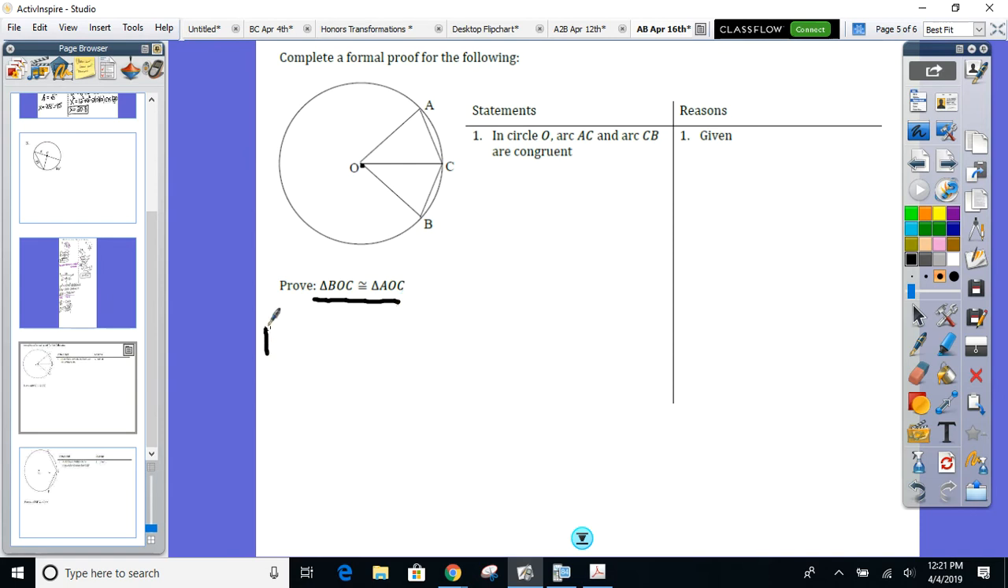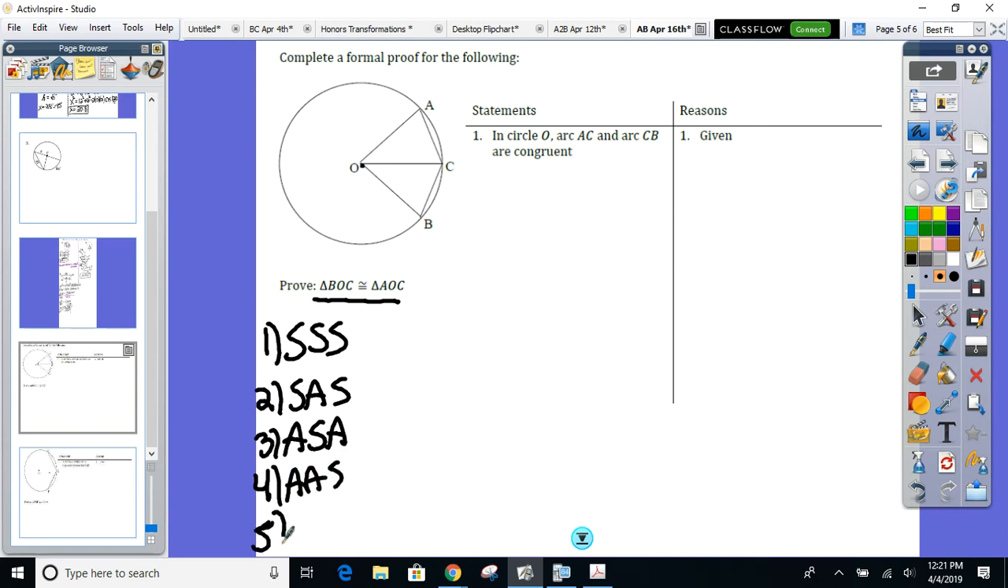Real quickly, there were 5 ways to prove triangles congruent. And the one everyone forgets about, HL. All right, let's see what we're given here. We're given arc AC and arc CB are congruent. So the arcs are congruent. So I need to start getting sides and angles congruent in both those triangles. Well, let's use something old before we get into the circle theorems, and that is OC is congruent to itself.